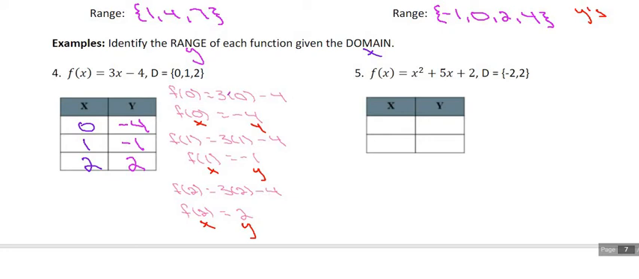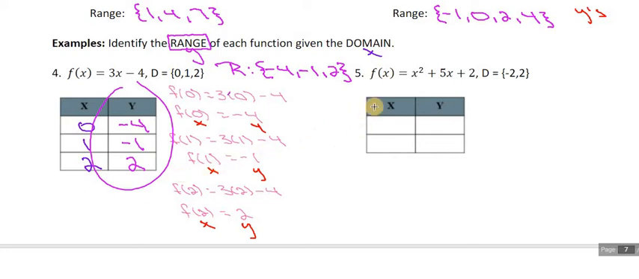Okay, so our range for this function is our y column. So our range, to answer the question, is negative 4, negative 1, and 2. We were to identify the range.